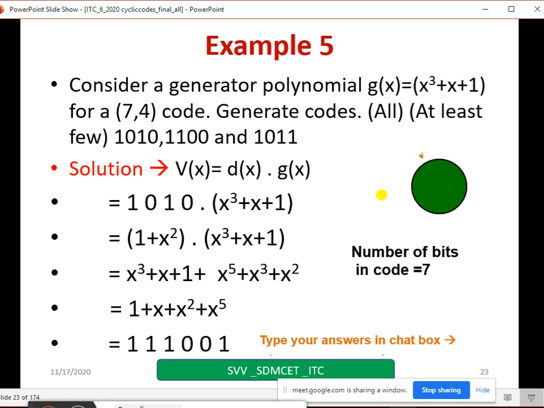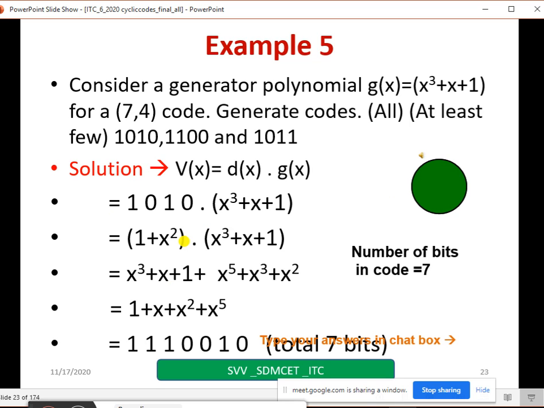And remember the important thing: the number of bits in the code should be how many? 7, because it is a 7-4 code. How many bits are there in the code word? 1, 2, 3, 4, 5, 6. But how many should be there? 7. What to do? Anyone of you can type? Simply append a 0. X raised to 6 is not the... simply append a 1 0, and remember this, a total number of bits should be 7.